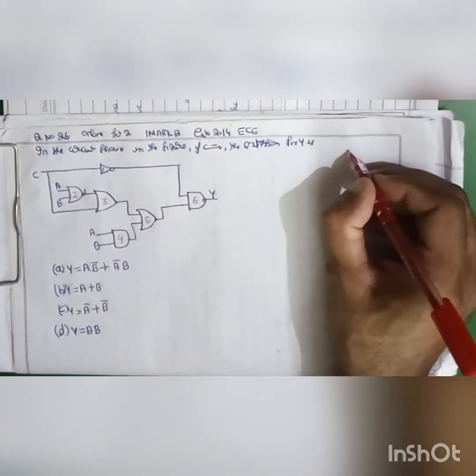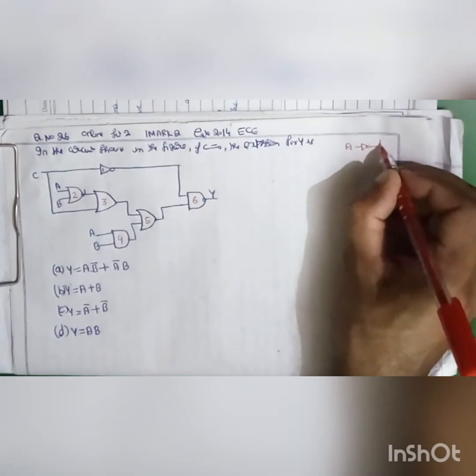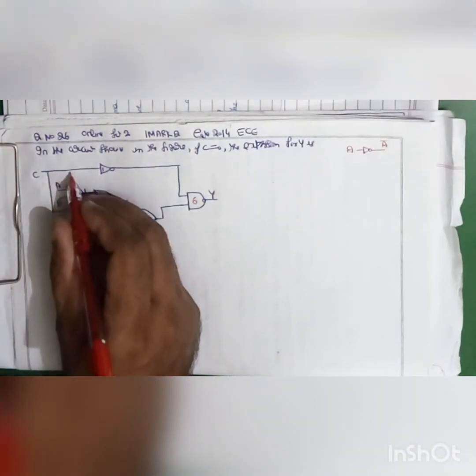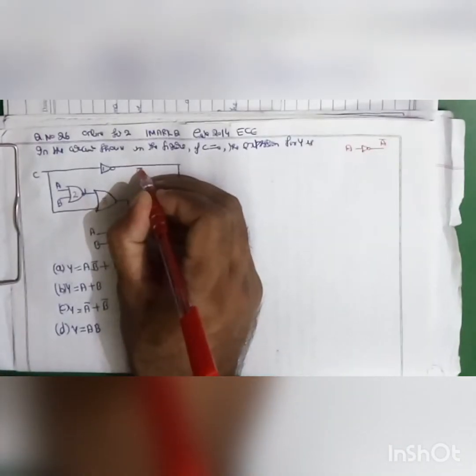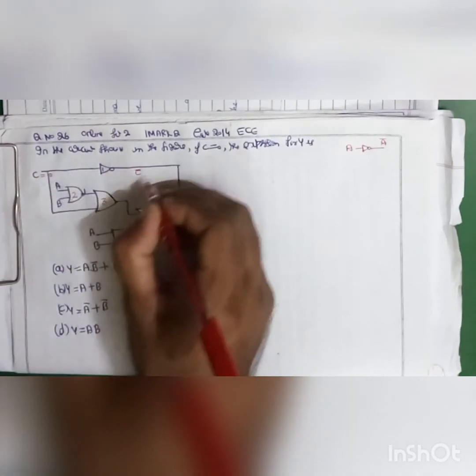As we know, if the input of a NOT gate is A, then the output is A bar. So as it is a NOT gate, if its input is C, the output will be C bar. Now we are given that C is equal to 0, so C bar will be 1.